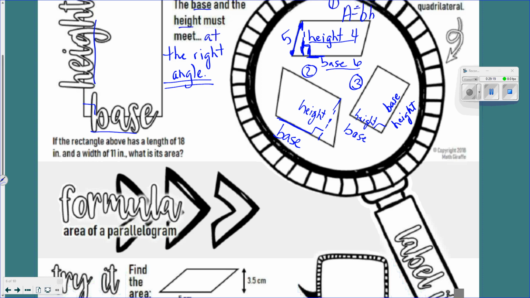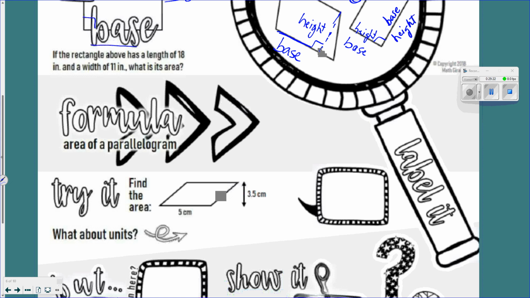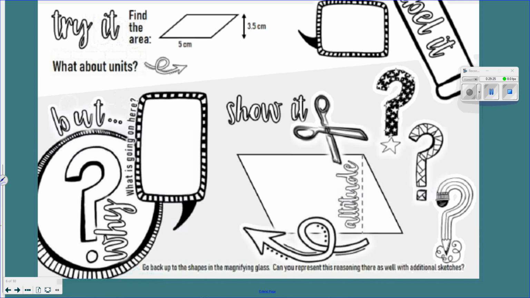We're about to do that though. Okay, so now we're gonna try it. I'm giving you a parallelogram. I've given you a base and a height. Do not forget your units. Karen, I messed this up last time. Put your answer in the box.